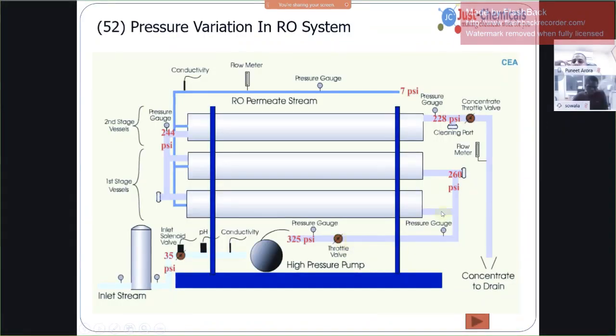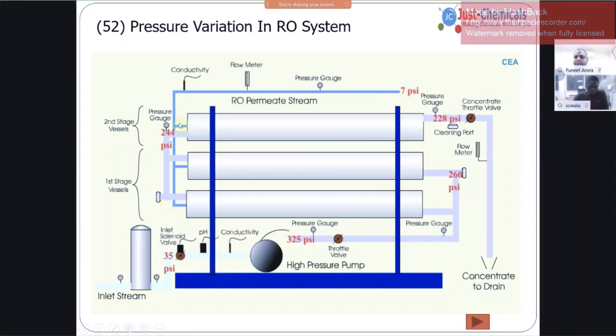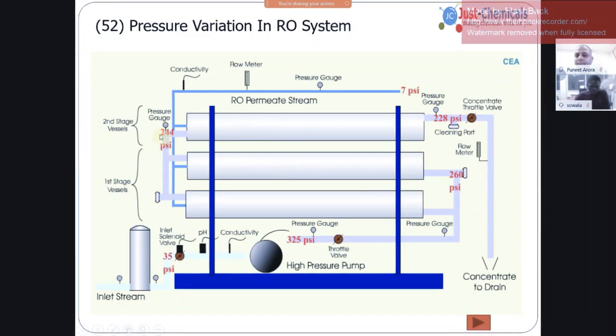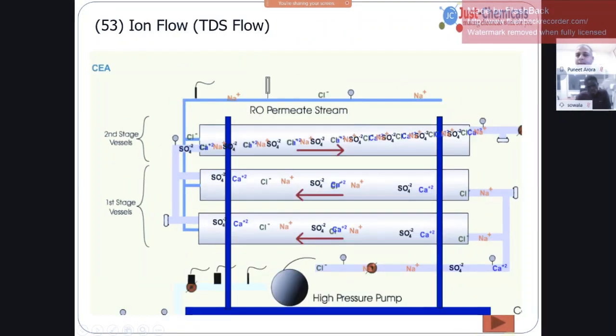This is a throttle valve, it is going through at 260 psi. Then after passing the first two membranes, the reject will have 244 psi, and this is the second stage membrane, where it will have 228 psi. So the delta P has to be measured, like 260 psi minus 244 psi for the first stage, and for the second stage 244 minus 228 psi. So there will be a pressure variation. Similarly, there will be a salt increase through the membranes.